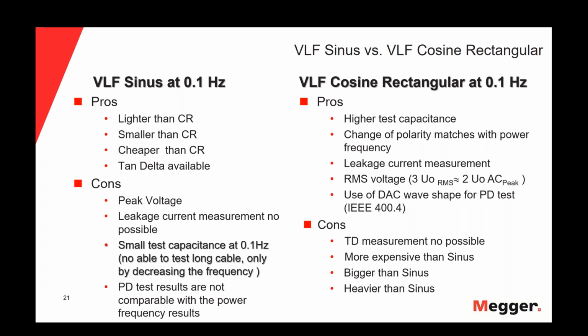The cons of the VLF sinus at 0.1 hertz is that we apply a big voltage. The leakage current measurement is not possible, and we have a small test capacitance at 0.1 hertz. So we will not be able to test long cables at 0.1 hertz. Only by decreasing the frequency can we test longer cables with the VLF sinus wave shape.